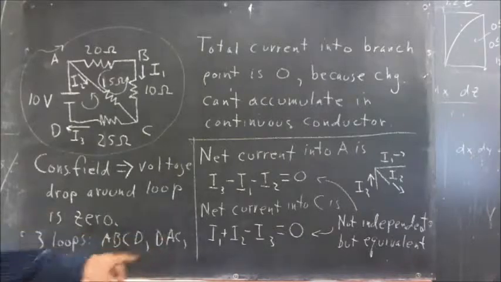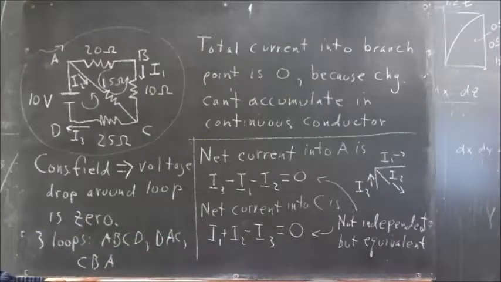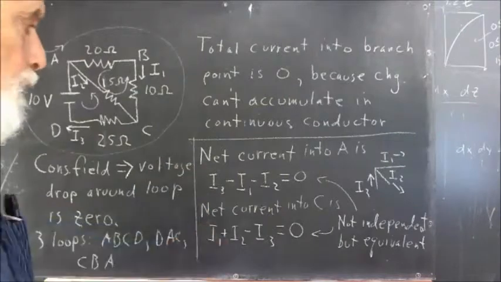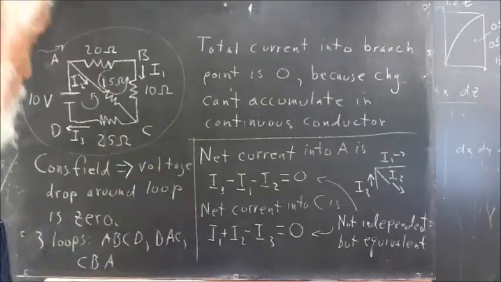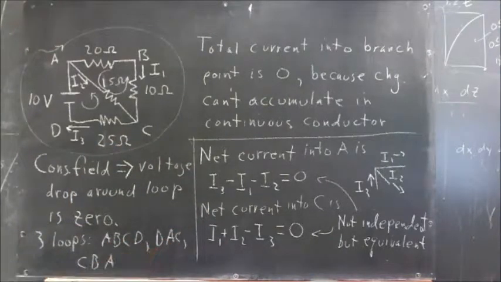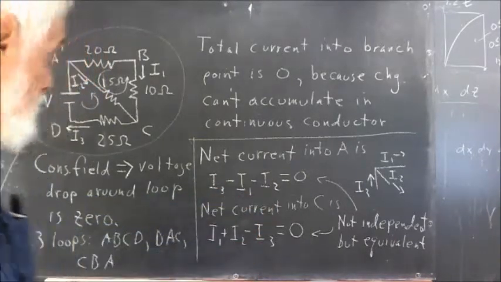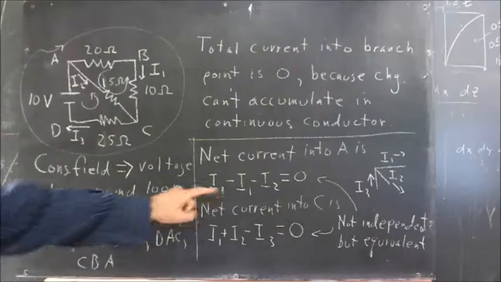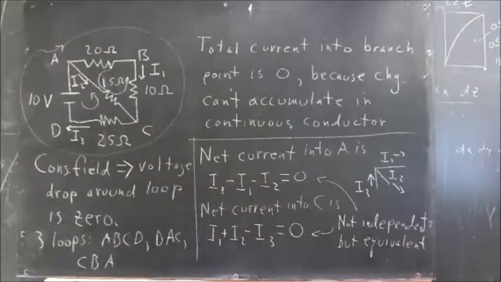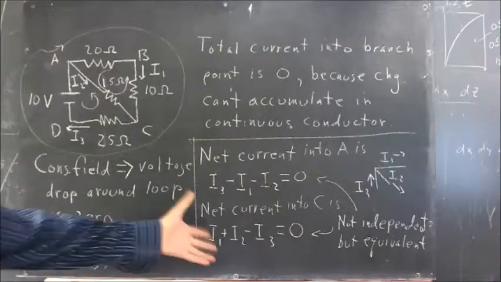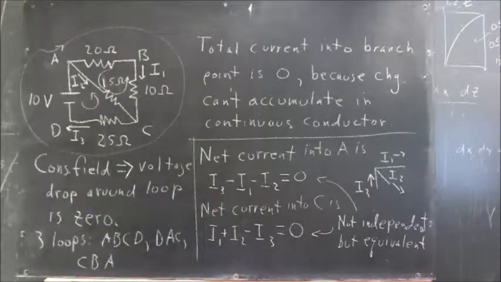If you tried to write the equations corresponding to the voltage drops across the three loops, they would not be independent either. Only two of them would be independent, and only one of these would be independent. However, if we get an equation for any two of these loops and this one equation, either this one or this one, then we have three equations and three unknowns, and we can proceed to solve and find the currents I1, I2, and I3.